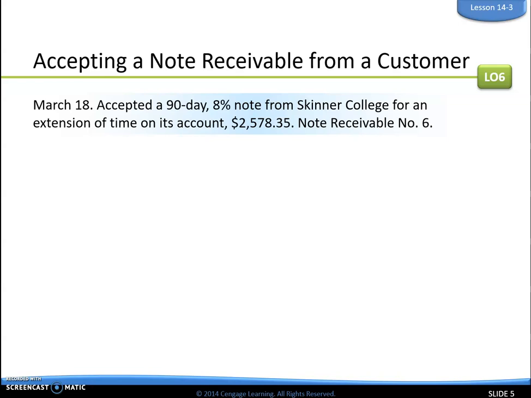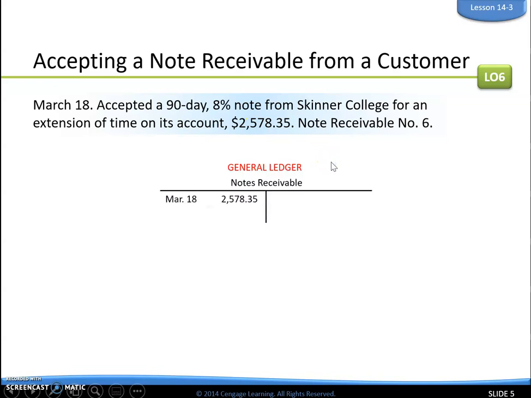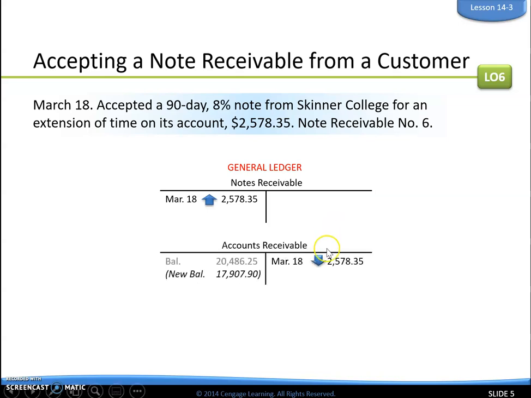So we're giving them 90 more days, and now we're charging them an interest rate of 8%, and then this is the principal amount. So what we're going to do is put that amount into our notes receivable. We're going to debit notes receivable, and we're going to increase notes receivable. And then we're going to credit accounts receivable. Really what we're doing is transferring that amount from accounts receivable. They owed us this. We're transferring it from accounts receivable into notes receivable.